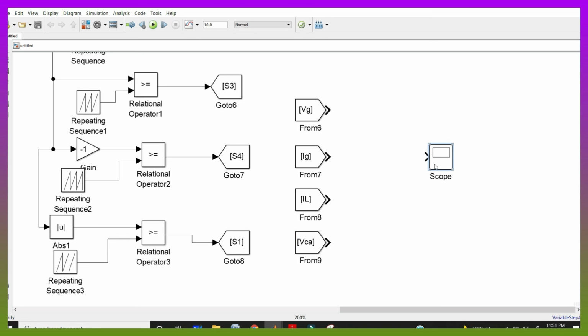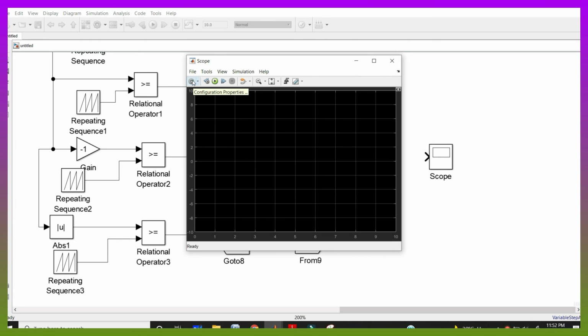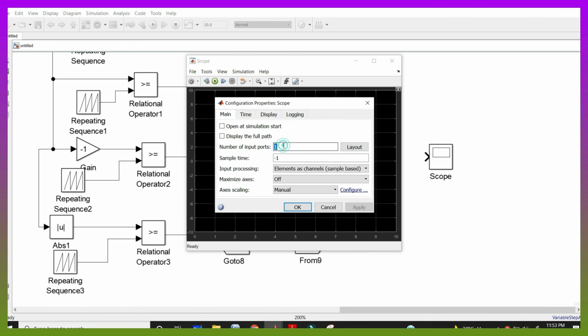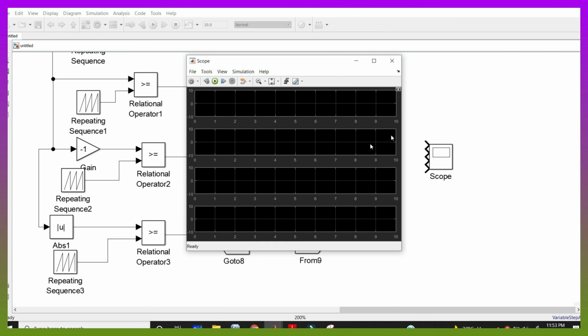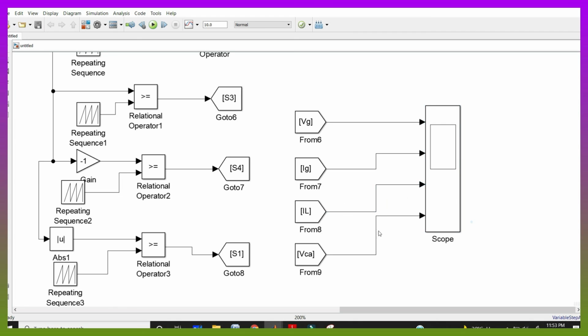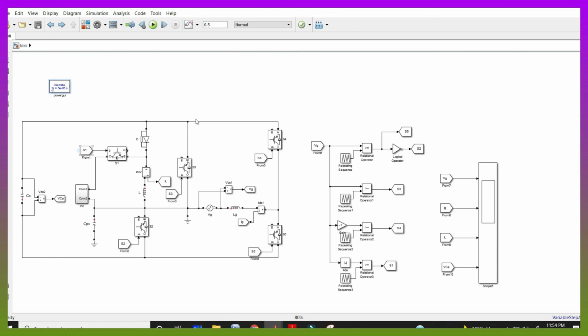But here we have only one input. So go to scope, go to configuration properties and set the number of input ports as 4 and the layout as 4 layers. That's it, and click OK. Here you will get 4 different axes, right? Give it to the 4 From blocks. So here you can see all 4 waveforms. That's it. Now run your circuit to see the waveforms.